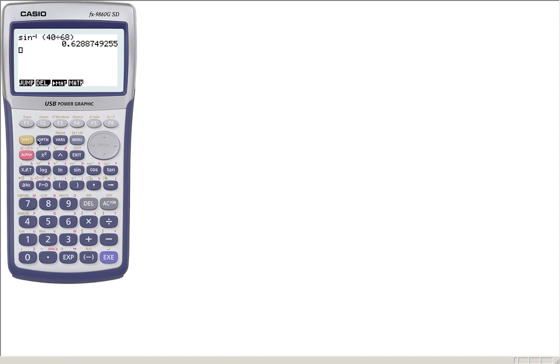So here, shift pi minus. So the answer is 2.51. Okay, so the answer for this particular problem is 2.51. Okay, I hope you got it.